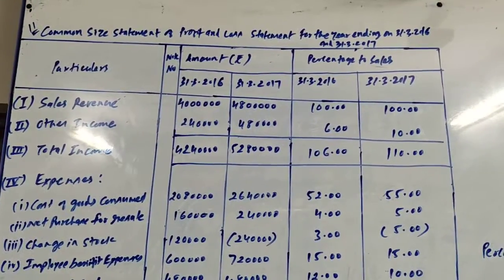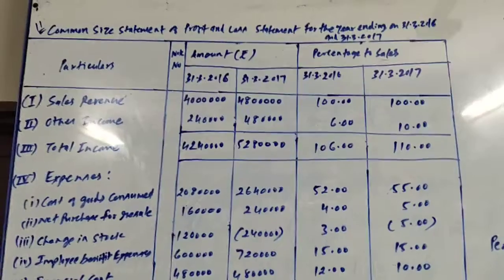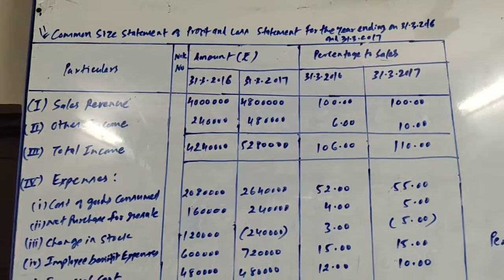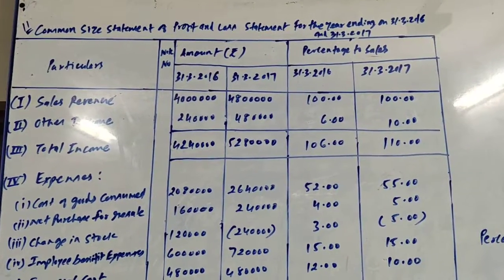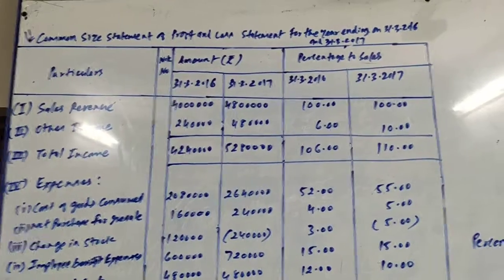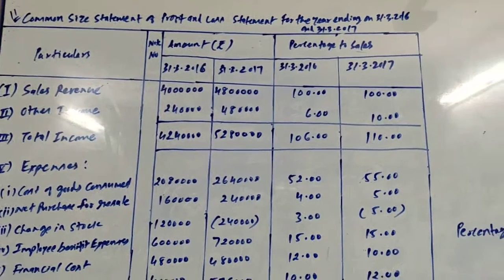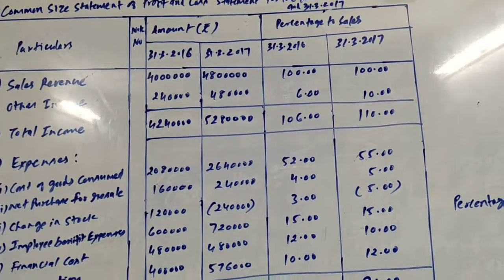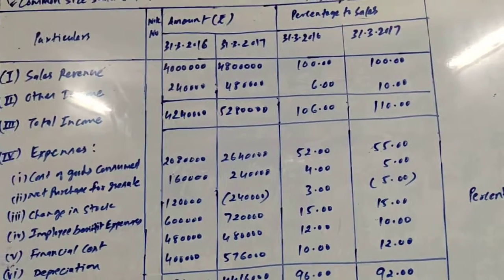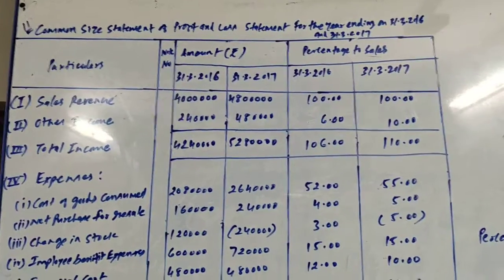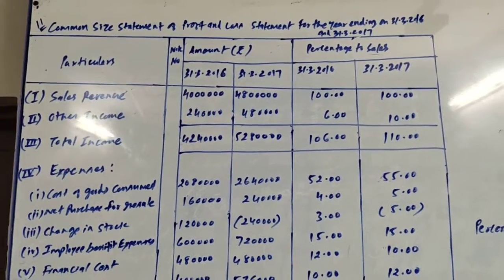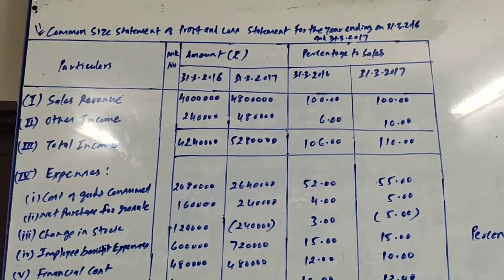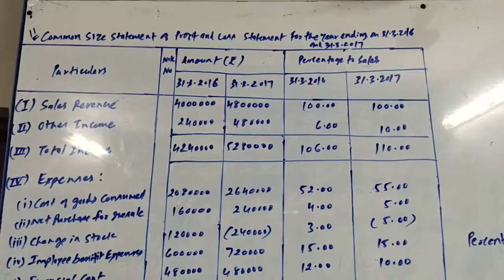Now friends, the second item given to us is other incomes, 2,40,000 and 4,80,000 respectively for the previous and current years. Now we convert that into percentage to sales, so it will be other income divided by sales into 100. The formula is amount of other incomes upon amount of net sales into 100. So when we apply this formula, we get 6% and 10% respectively. Accordingly we have written.